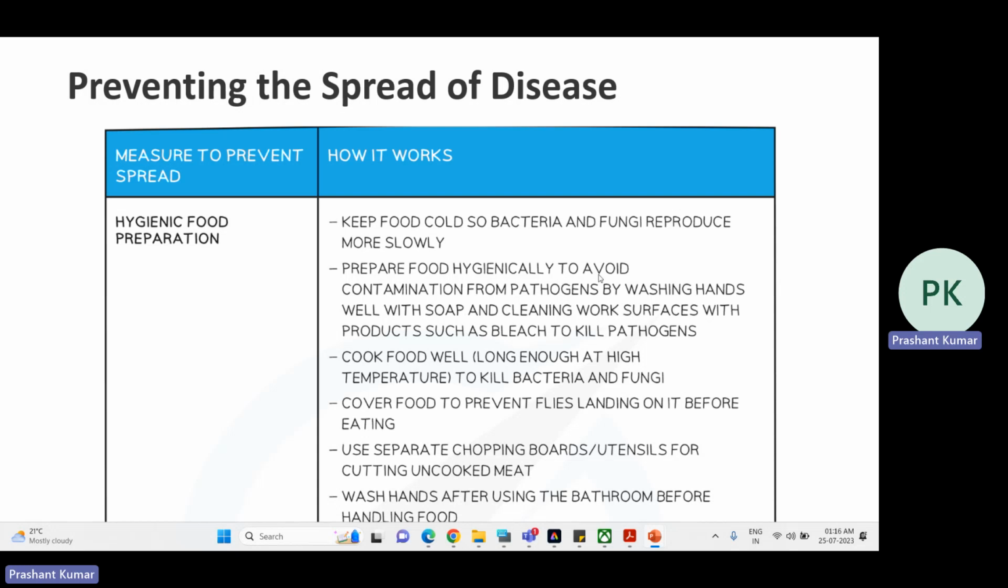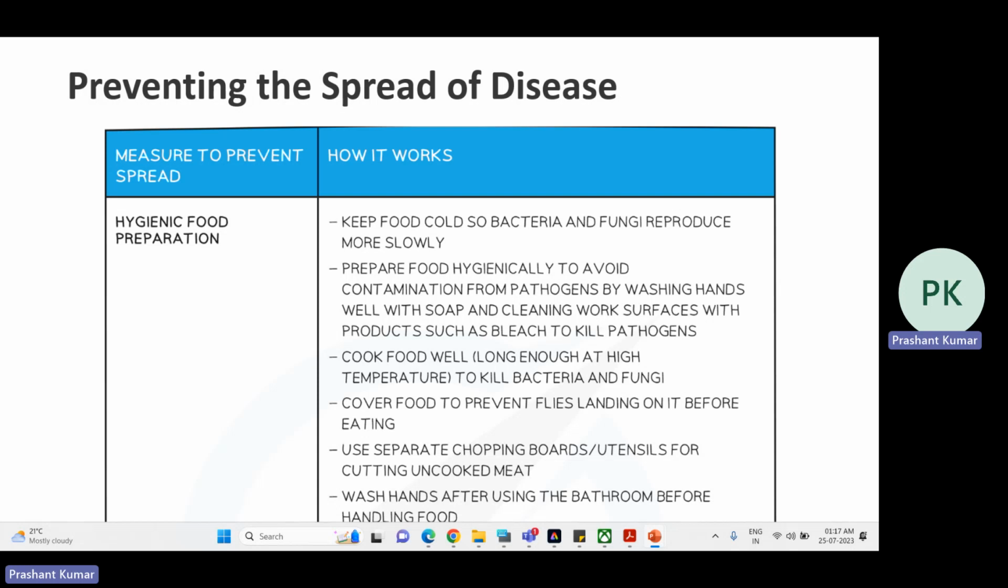Prepare food hygienically to avoid contamination from pathogens by washing hands well with soap and cleaning work surfaces with products such as bleach to kill the bacteria or pathogens. So we must use bleaching powder or a bleaching chemical on the surface where you are making food, so that there is no pathogen. Cook food well. Again, food must be cooked at a high temperature to ensure that there is no bacteria or fungus.